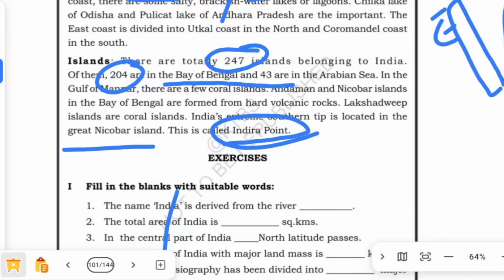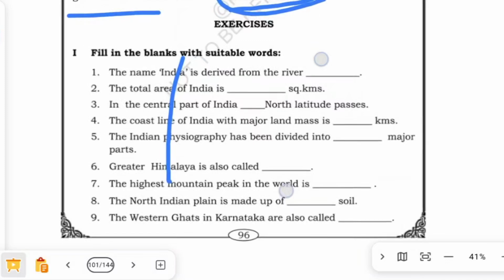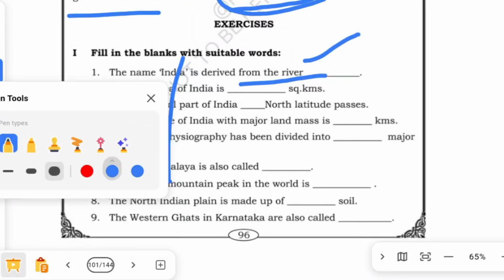So we will understand that in the next chapter, in the next class. Now just go for the answers, quick answers for all these questions. What is the answer for the main one? India is a word derived from the river. What is the name for this?